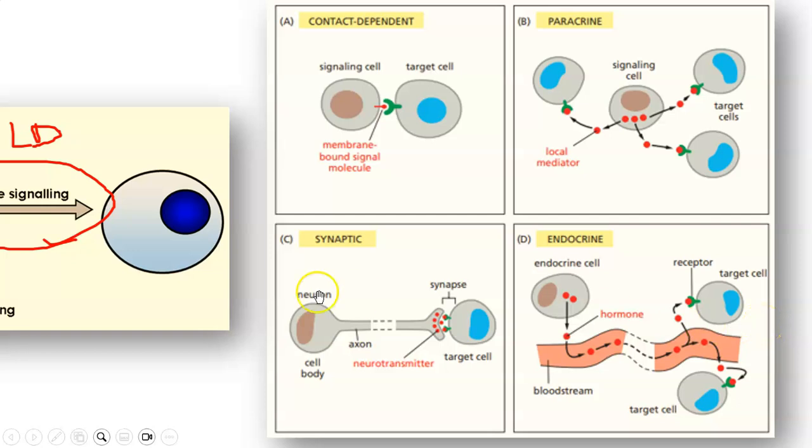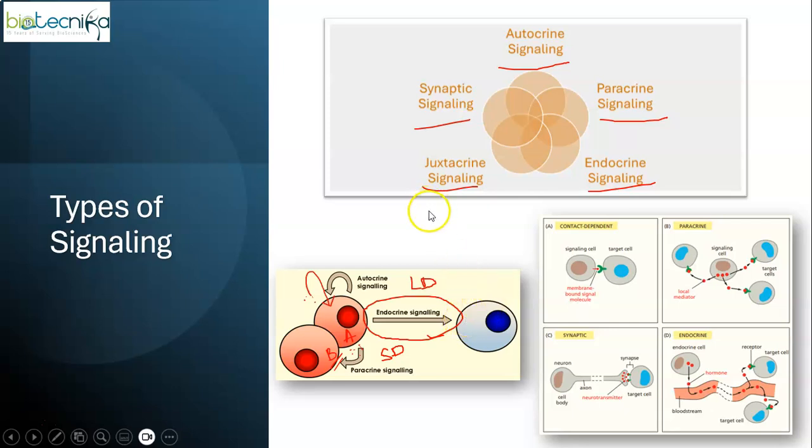On the other hand, synaptic signaling is related to the neuromuscular junction or neuronal transmission, wherein the presynaptic neurons have the neurotransmitters present and the target cell has the corresponding receptors. In between the two cells, that is the presynaptic neuron and the target cell, we have the synaptic junction. When these neurotransmitters are released into the synaptic junction, they attach to the target cell, thereby inducing the neuronal transmission. So this is about the basic types of signaling mechanisms.